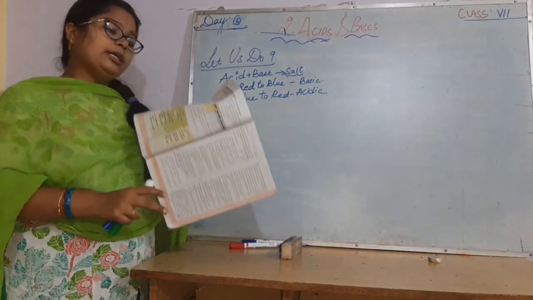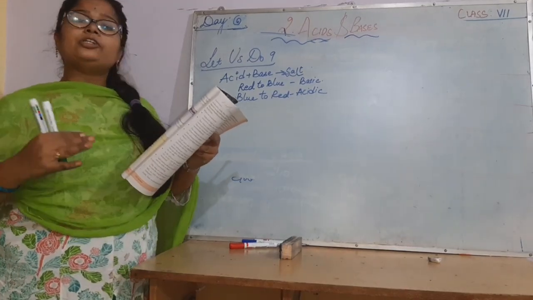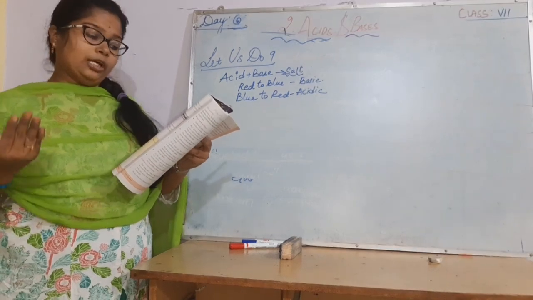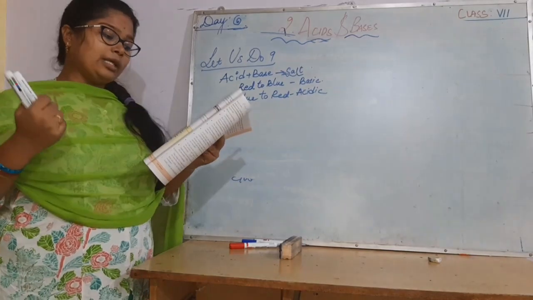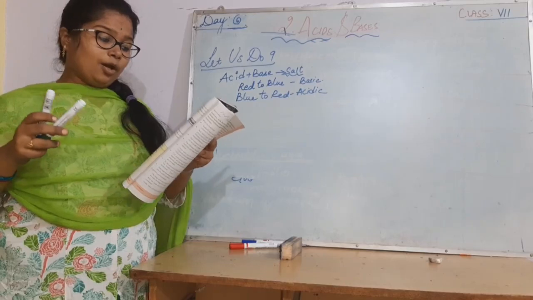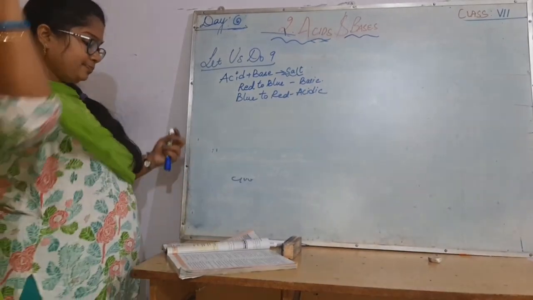And here are some given. Copper sulfate: it changes blue litmus paper to red, and if you dip red litmus paper, there will be no change. Common salt is neutral, not acidic nor basic. Sodium carbonate does not have any effect on blue litmus, but it changes red litmus paper. See, I will write it here.